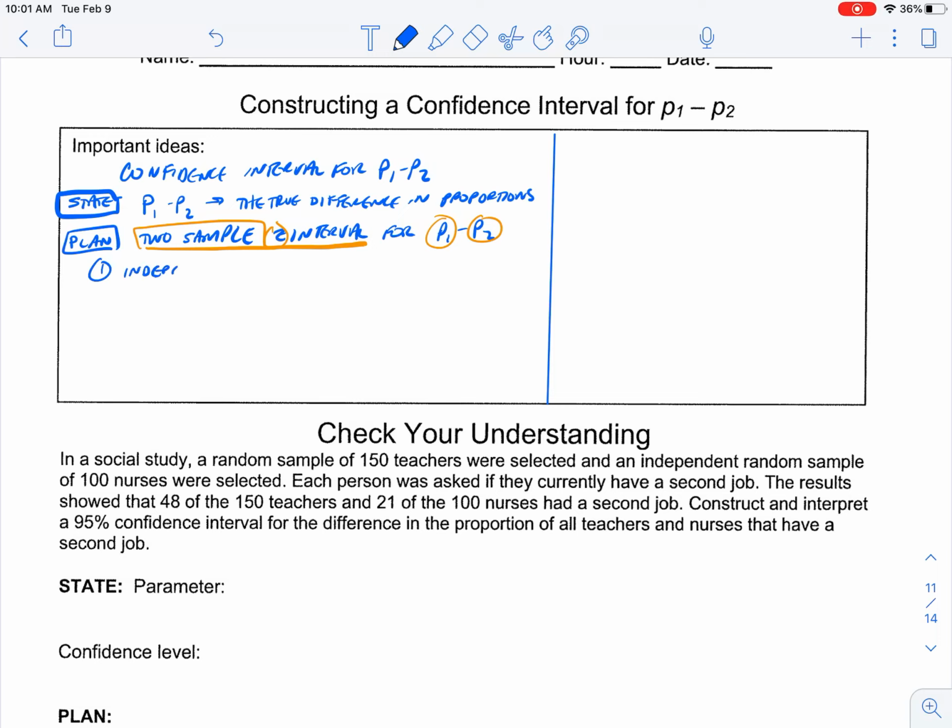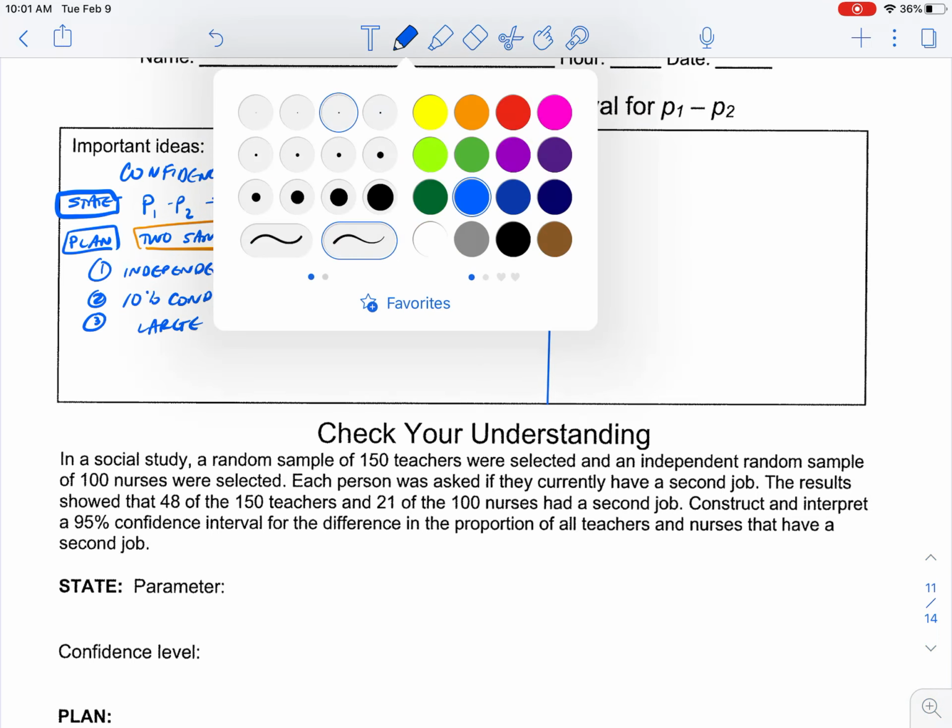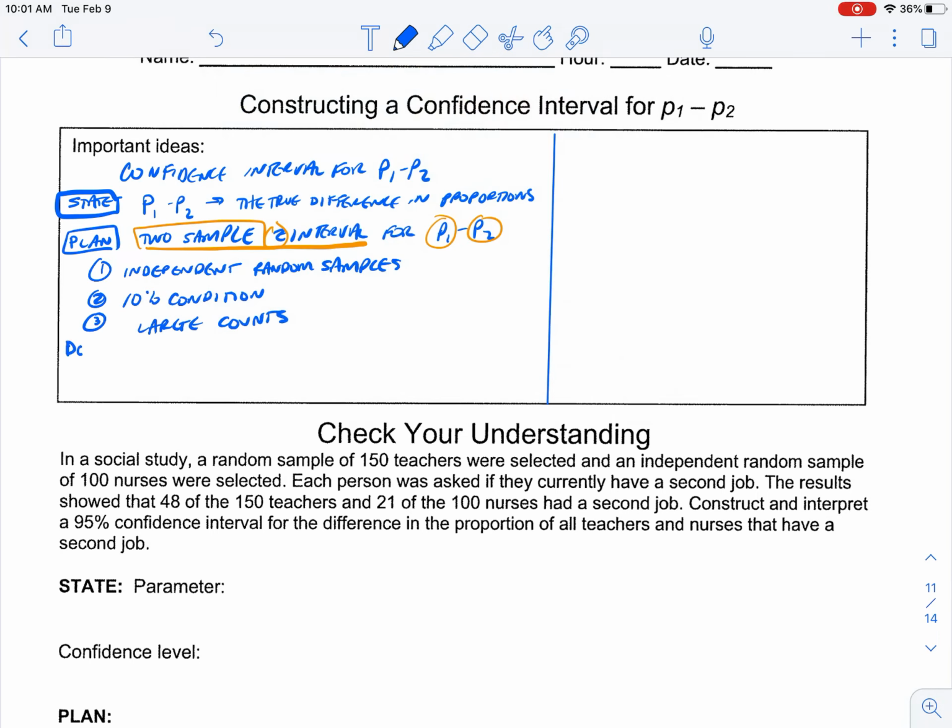In order to do this, we need to check our conditions. So our first one that we check is independent random samples. Our second condition is our 10% condition, so checking to make sure that that is true. And number three, we want to check for large counts to see if it's normal. If all three of those are true, we can go ahead and do our interval.